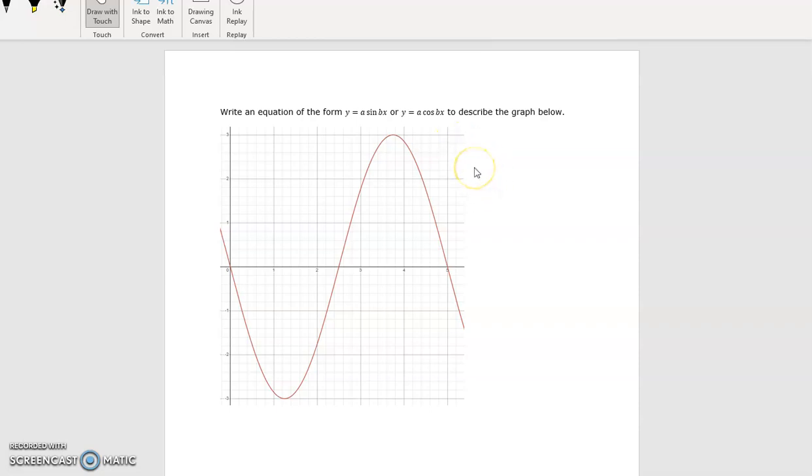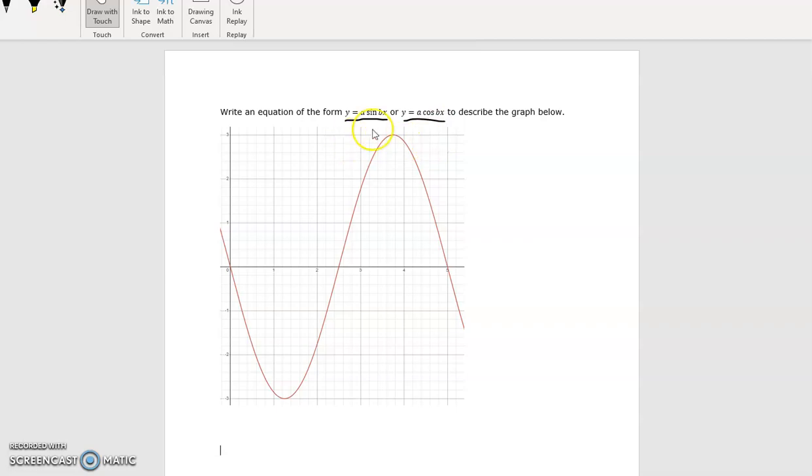So I wanted to create a video example for something that you'll be asked to do in the homework, which is to sort of work backwards. You're given the graph of a trig function and you're asked to write the equation. And in your homework problem, you'll be told that the equation is going to have the form either y equals a sine of bx or y equals a cosine of bx.